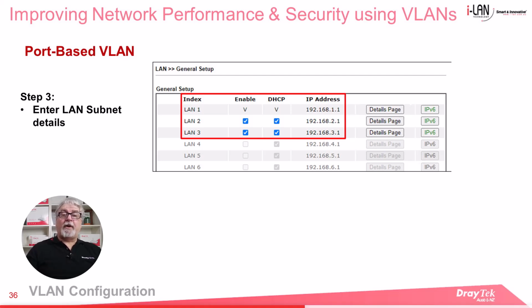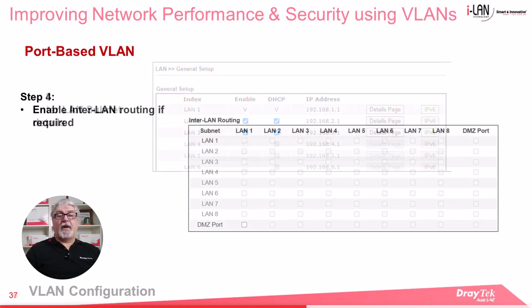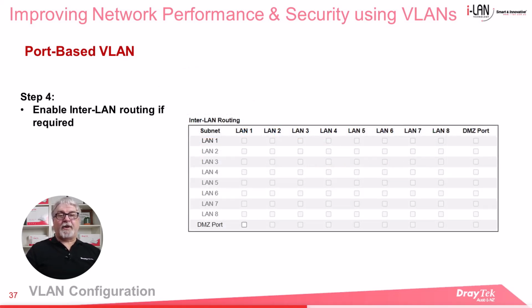But what do we do if we do want certain LANs to be able to access each other? That's where inter-LAN routing comes in. You'll find this a little further down the LAN General Setup page. All you do is tick the box at the intersection of the two LANs you wish to route between. For example, here we've enabled routing between LAN 2 and LAN 3. And that's it.